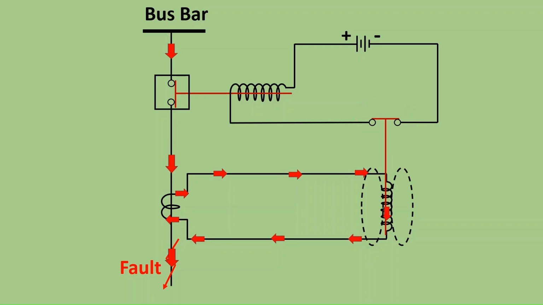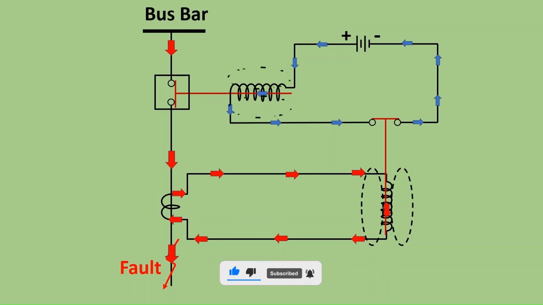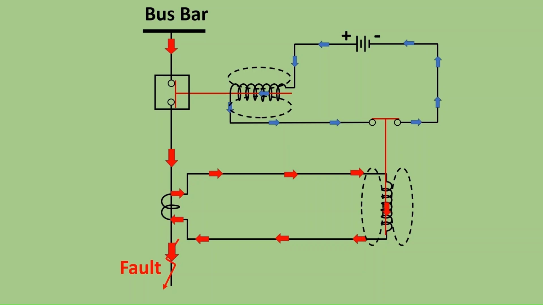The plunger will close the trip circuit and a current will flow through the trip coil. By flowing current through the trip coil, it gets energized. As a result, the trip coil plunger is released and finally the circuit is opened with the opening of the circuit breaker, and current stops flowing.